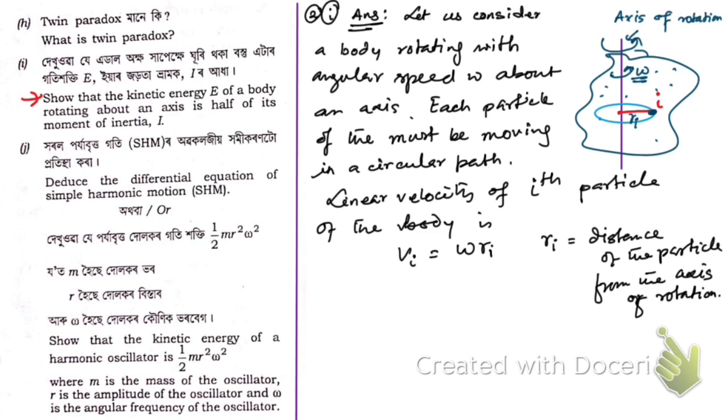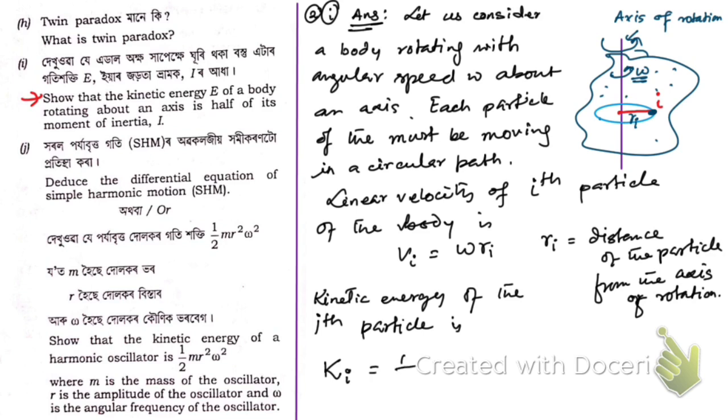Then the kinetic energy of the ith particle, let me write Ki to represent it, is half m vi square, where mi is the mass of the ith particle.